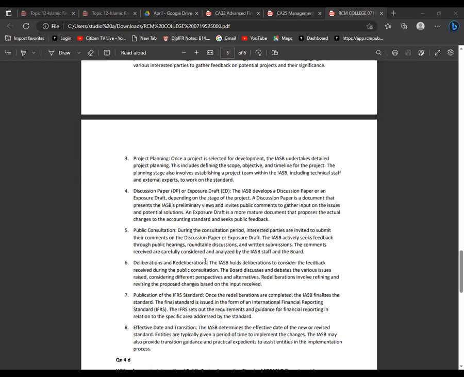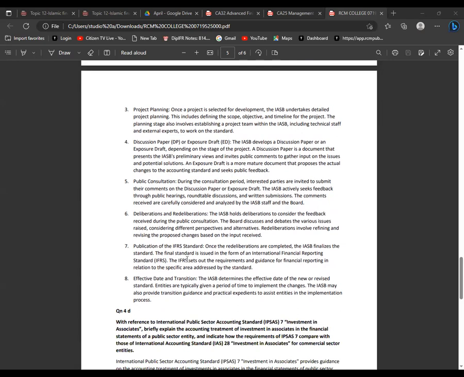All right. So from there now, of course, they take this thing back, deliberations and re-deliberations. The ISB holds deliberations to consider the feedback received during the public consultations. The board discusses and debates the various issues raised, considering different perspectives and alternatives. Deliberations involve refining and revising the proposed changes based on the input received.